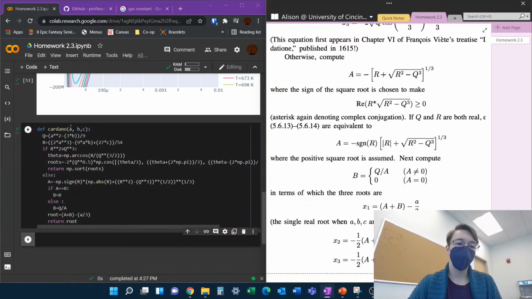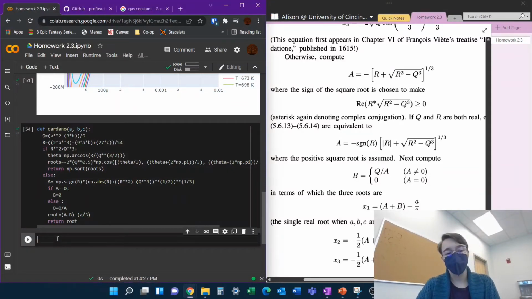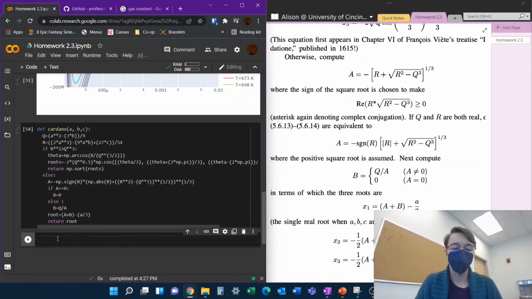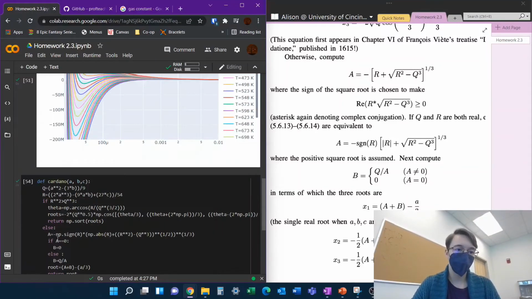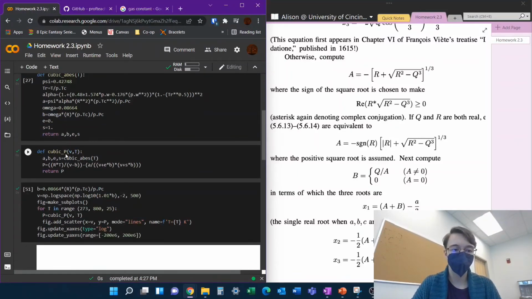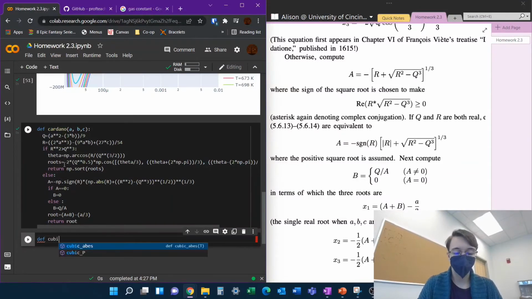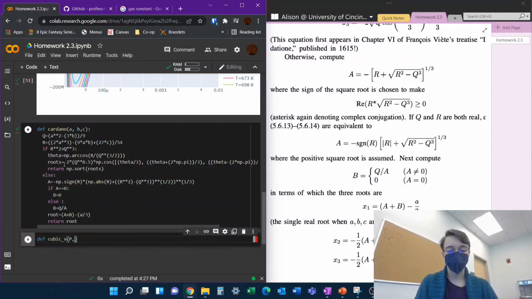Alright, so we've got our function that is going to calculate the Cardano's formula if we input an a, b, and c. Now we need to connect this to the SRK equation of state that we've been looking at. So our goal for this problem is to input the pressure and the temperature and output the V. So let's make a function that's going to do that. The one we had up here that calculated pressure we called cubic P. So let's just call this one cubic V for similarity. And as I said, we're going to want to input the pressure and the temperature.